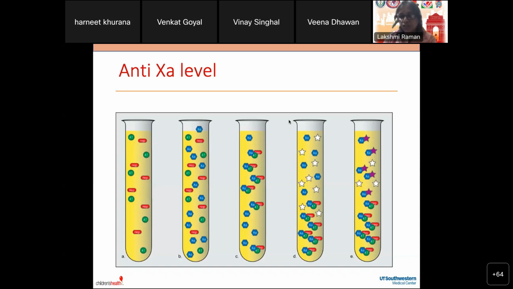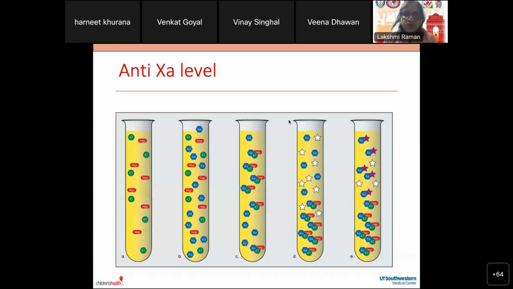So it is a chromogen-based test, and that is very important to remember when you're using a chromogen-based test. Anything that tints your plasma can give you a falsely low level. And there are many things that can tint the plasma in ECMO. One, when you have hemolysis, you can have tinting of plasma.